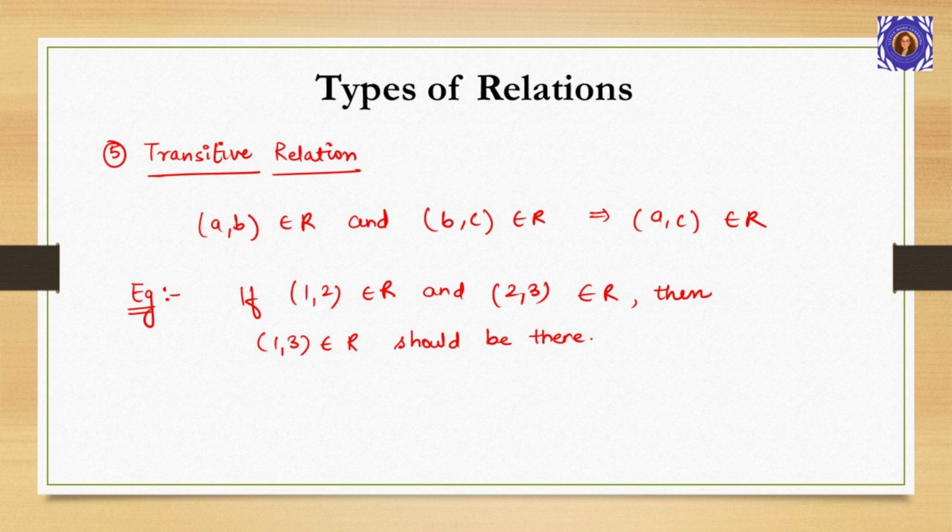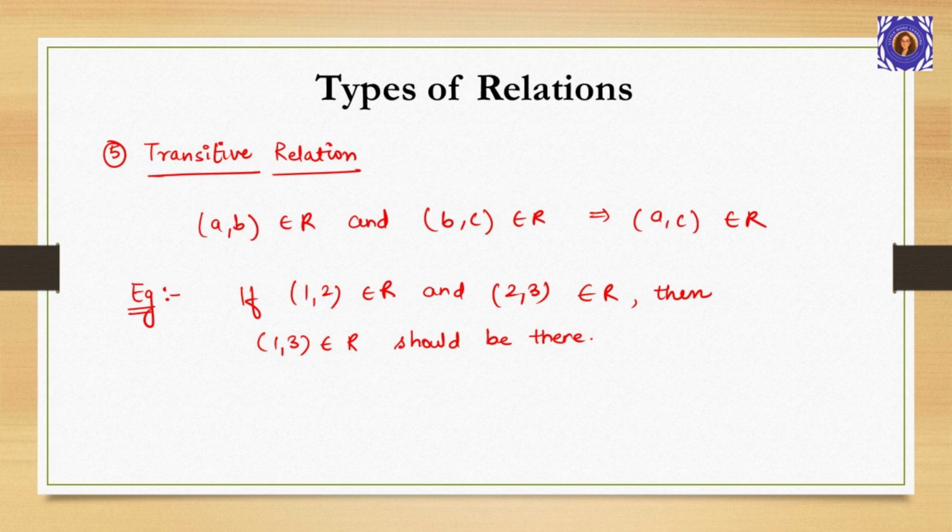Finally, we have transitive relations, perhaps the most conceptually rich property. A relation R is transitive if whenever A is related to B and B is related to C, then A must be related to C. Think of this as the chain rule for relations.